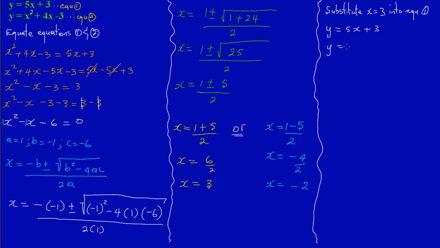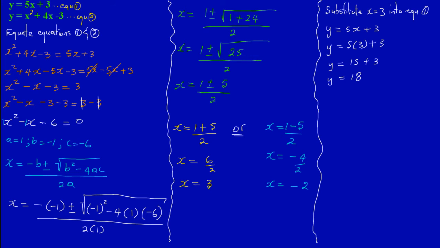So I'm saying y is equal to 5 times, and x is 3. So when x is 3, I want to find that corresponding y value. So y is equal to 5 times 3, which is 15, plus 3. So y would be equal to 18. So when x is 3, I have found my corresponding y value to be 18.